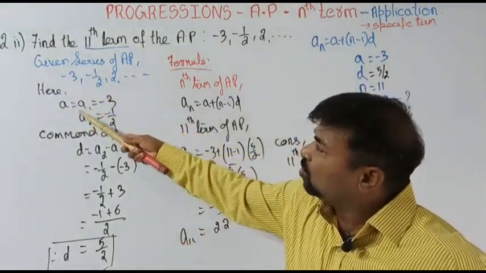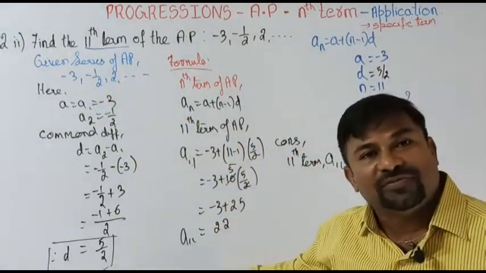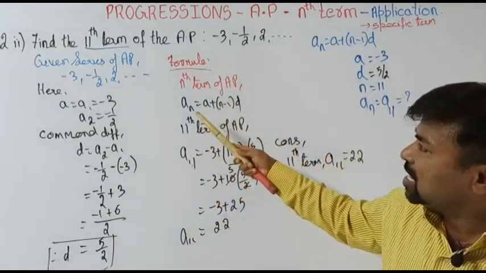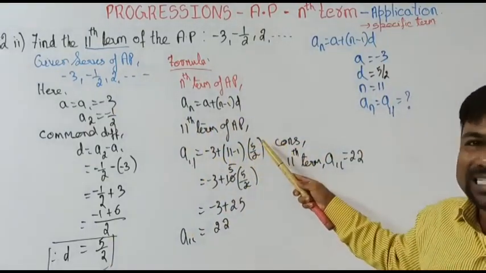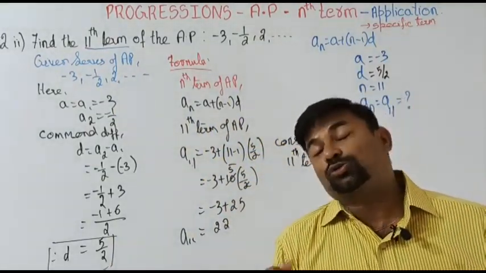Now, a1 is there, a2 is there, a3 is there. I have found out the common difference. Then I have plugged in the formula for the 11th term. a is nothing but minus 3, 11 minus 1 into d. d is nothing but 5 by 2. If I simplify, I am getting 22.